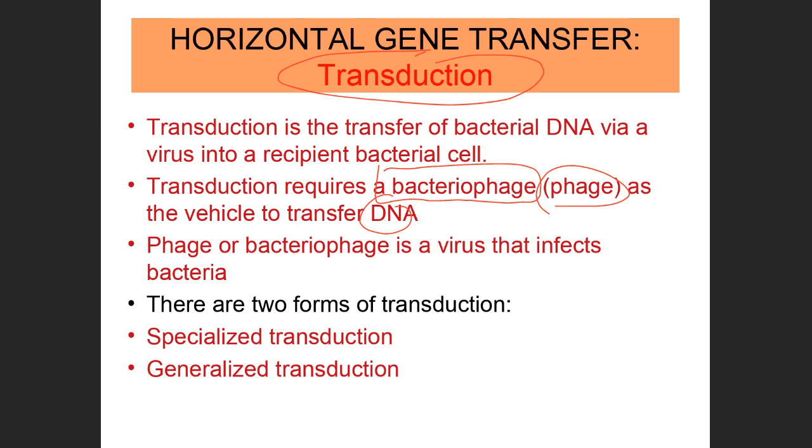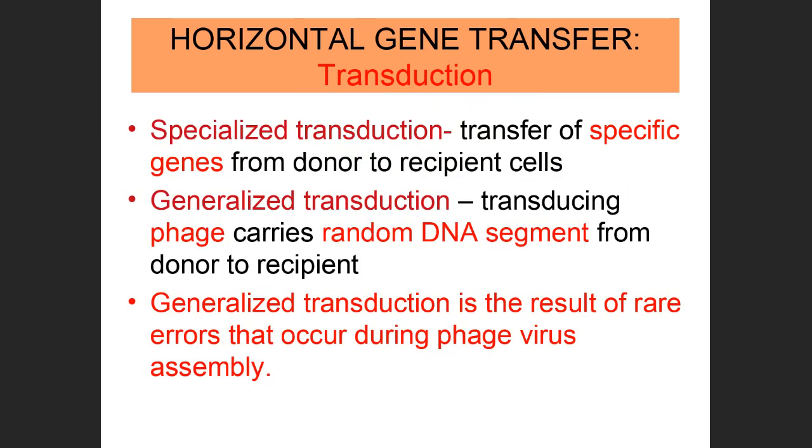There are two forms of transduction, specialized and generalized. We're going to look at generalized. In chapter 13, we're going to look at specialized. So this is how it works.